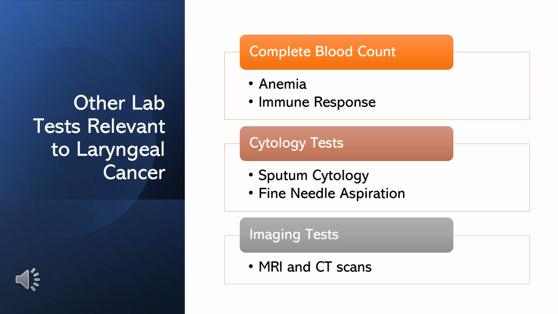We also have cytology tests. Sputum cytology is where we examine sputum for cancer cells, and it's often used for an initial screening. Fine needle aspiration retrieves cells from laryngeal masses for cytological evaluation. Imaging tests are not lab tests per se, but imaging tests like MRIs and CT scans often complement these tests. We'll go over those in more detail later.